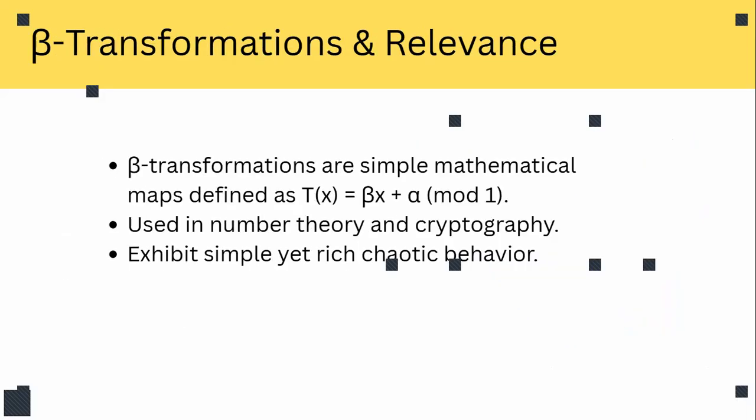Coming to beta transformations, they are defined by T of x equals beta x plus alpha, mod 1. They stretch the interval from 0 to 1 by beta and wrap it in, creating a discontinuity that mimics chaotic folding. They are used in number systems, cryptography, and data compression, but also serve as a benchmark for chaos tests because their theoretical properties are well known.